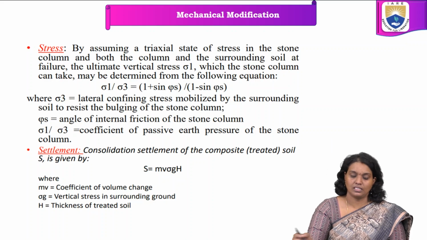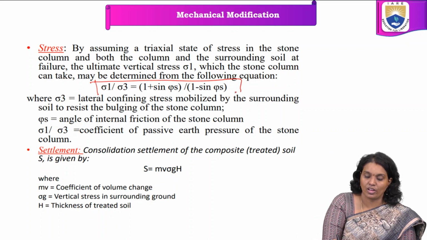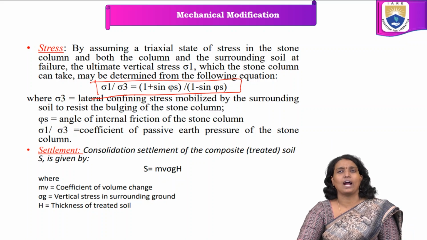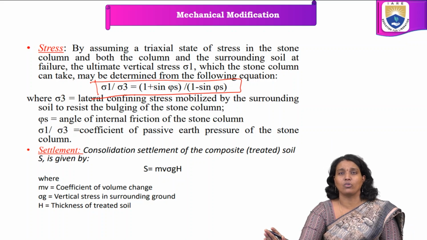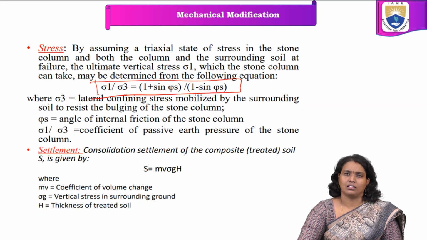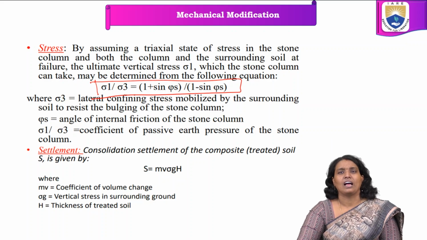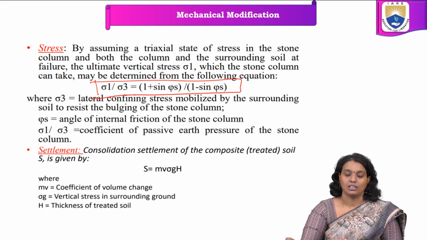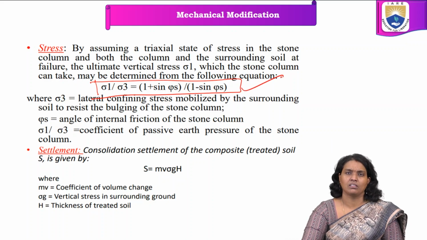So this is the formula we use for the triaxial state of stress in the stone column and in both the column and surrounding soil at failure. It involves the ultimate vertical stress in the stone column, the lateral confining stress, and the coefficient of passive earth pressure of the stones. These three parameters appear in this equation.